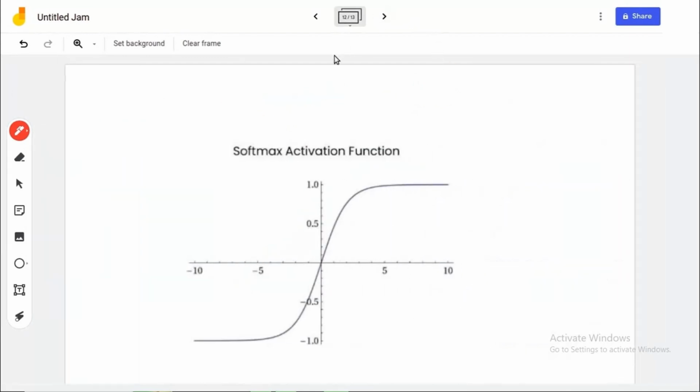And let us come to the final function, the softmax function. This is used a lot for multi-class classification, that means when you have more than one class. The activation function for softmax is e to the power z divided by the summation of e to the power z. So this is the softmax activation function. Here you can see again it lies between -1 and 1.